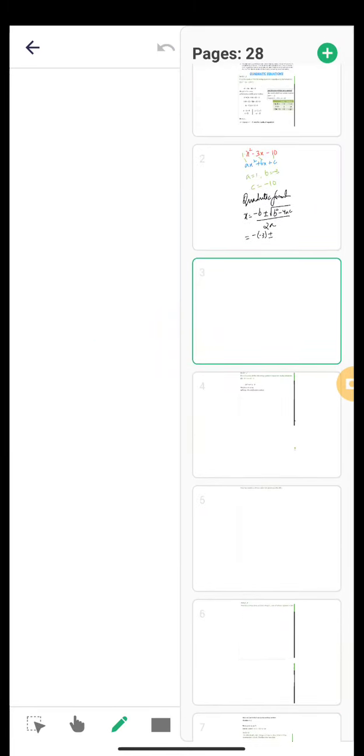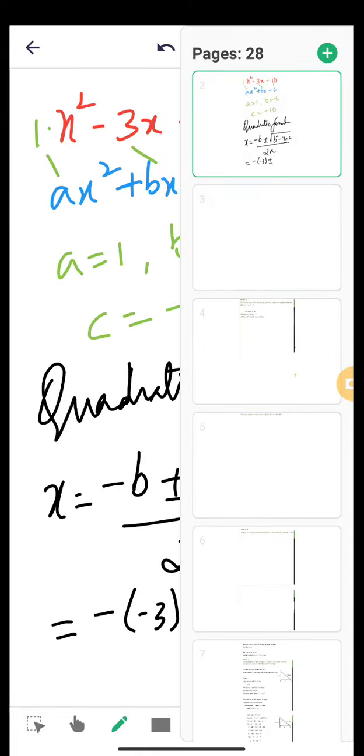Let's find the b square minus 4ac value. What are the a, b, c values here? 1, minus 3, minus 10. Okay, so we'll find the b square minus 4ac value here.